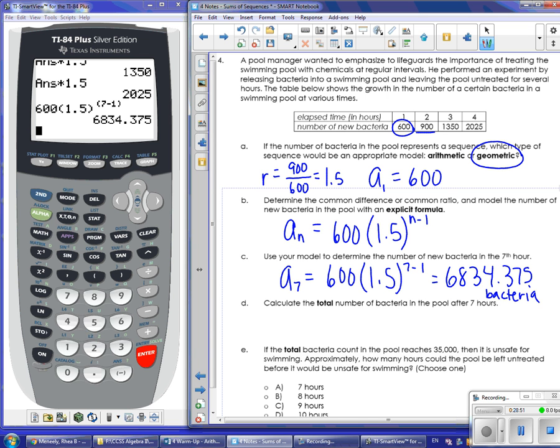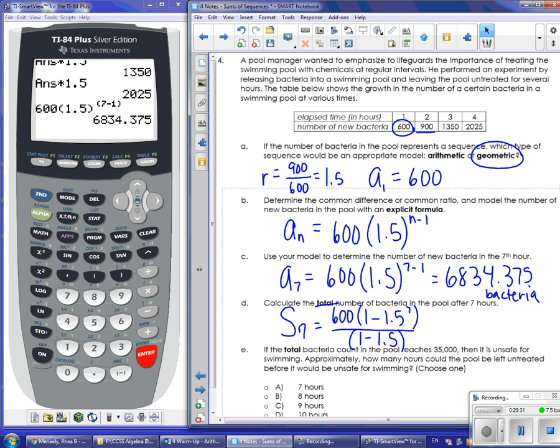And let's go ahead and use units since this is a real problem. And then if we're leaving the pool untreated, we also would probably want to know the total amount of bacteria in the pool after 7 hours, not just the new growth. So in letter D, I'm asking to find the total, and that's the same thing as finding the sum of the first 7 terms. And so if you remember, the formula for that would be to take a sub 1, which is 600, times 1 minus r, which is 1.5, to the n power, or 7. And I would divide that whole thing by 1 minus my r value, or 1.5.